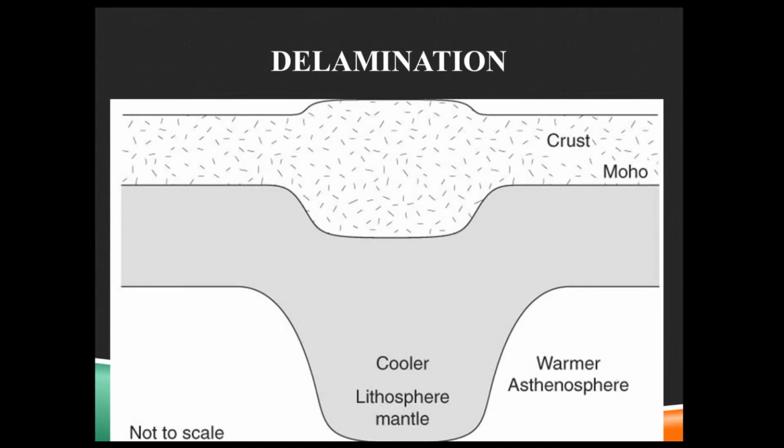Delamination is another thing that can occur at one of these thickened zones much later. And again, as it says down in the bottom left, this is not to scale. This is just a very cartoony drawing of what can be going on. So we have some mountains, not shown here, but the suture zone would be right in the middle. This is thickened crust. This is thickened lithosphere as a whole.